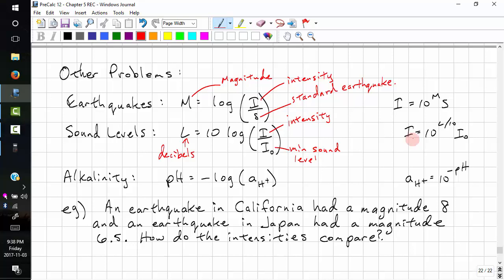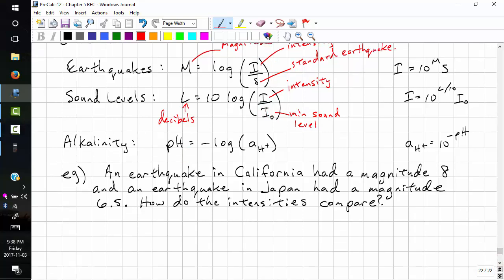And the inverse operation is we have intensity equals 10 to the power of the decibels divided by 10, times the minimum sound level. Again, I naught, this is pronounced I naught, or you can say I0. It's left as I0, there's no value for it.